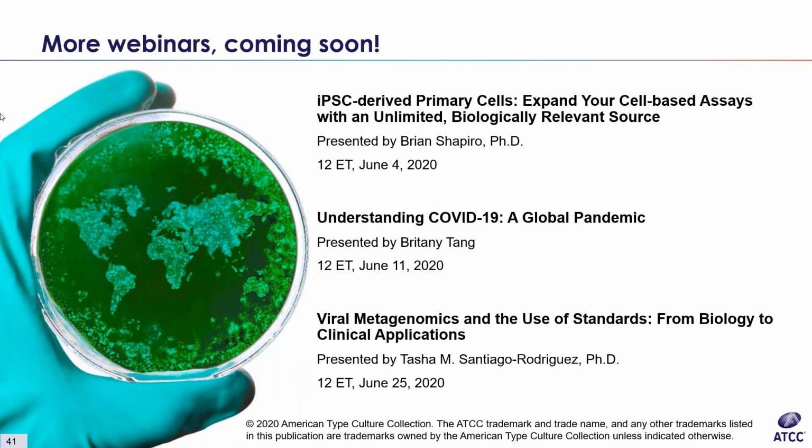Okay, let's see. Here's a question about trypsinization. I assume that this is for trying to detach cells from the plate. So I use 0.05% trypsin, and it requires more than 5 minutes for trypsinization.